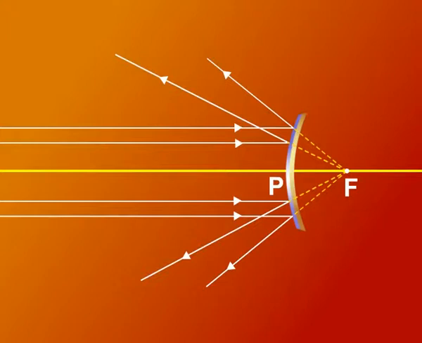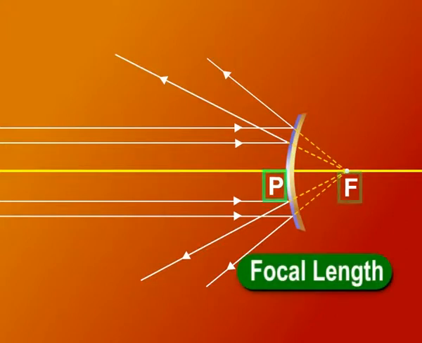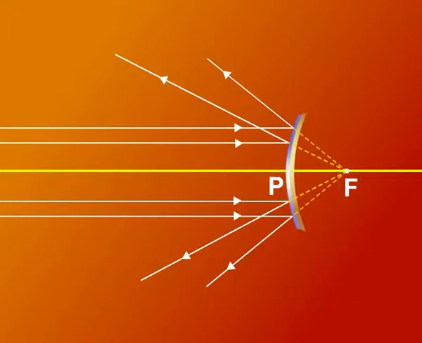The distance of principal focus F from the pole P of the spherical mirror is called the focal length of the mirror and is denoted by small f. PF is equal to small f.